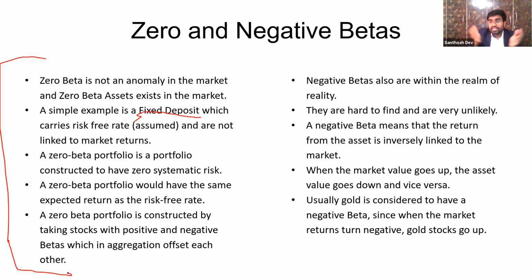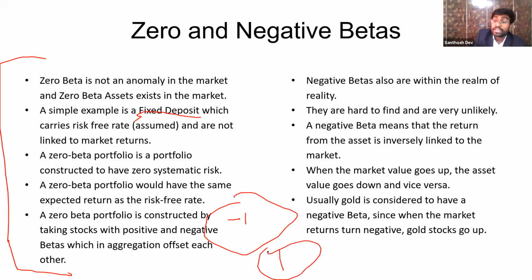If you can put certain assets in a certain way with a certain proportion, you can make a portfolio with a 0 beta. So I have two assets. I'm just giving you a rough example. One asset has a -1 beta, and I have 50% of that asset, and there is another asset which has +1 beta, and I have 50% of it. When I do a weighted beta, the portfolio value becomes 0.